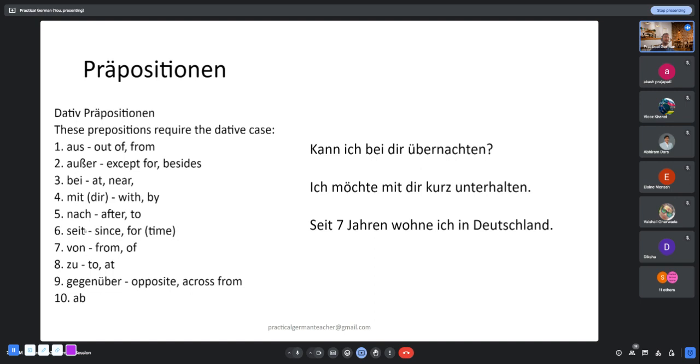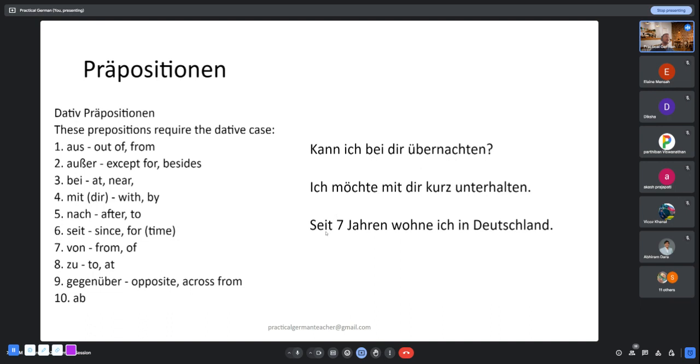I'm telling you that whatever comes after them will be in dative case, but sometimes you just use the prepositions as they are. For example, seit 7 Jahren wohne ich in Deutschland. Since 7 years I live in Germany. That's all you have to know. If you use, for example, Jahren, there is no need for an article, right? Because we never use an article for Jahr, but you don't have to. That's what I'm trying to say.